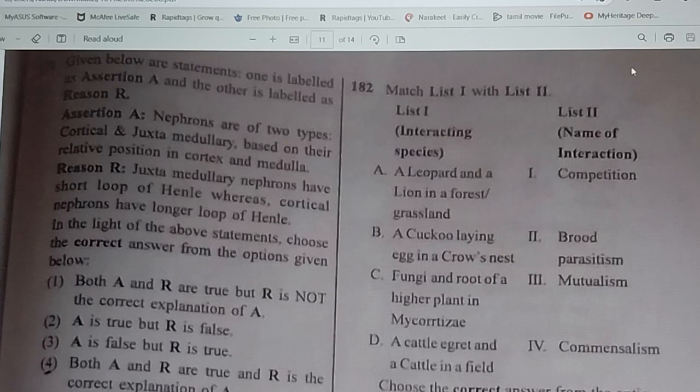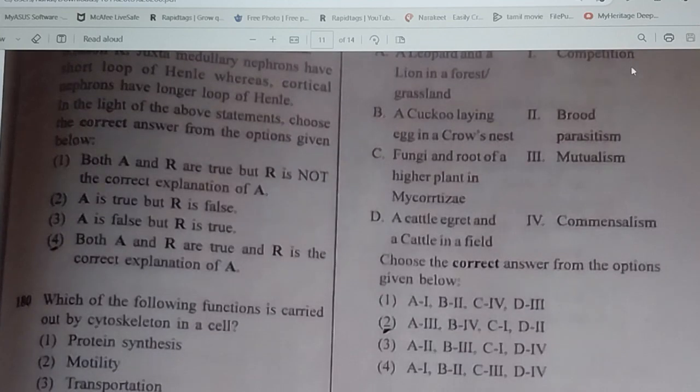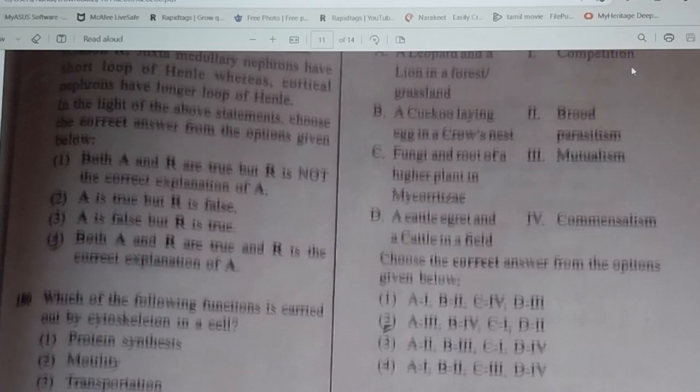182, matching. A leopard and a lion in a grassland is competition. They are fighting for their food. Cuckoo in brood parasitism, fungi and a root mutualism, cattle and egret, everything is directly given answers. A1, B2, C3, D4 is option D.